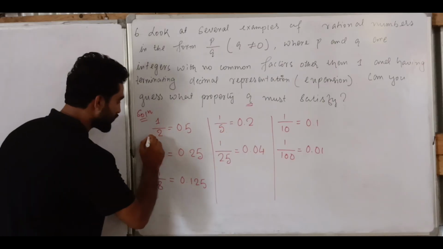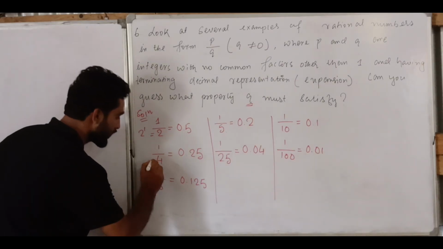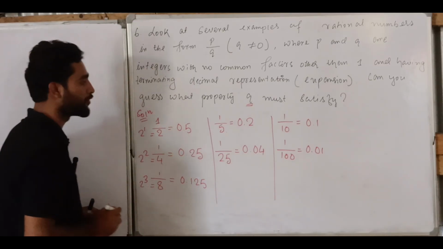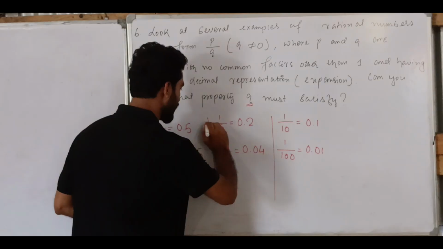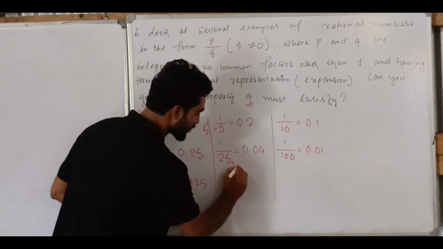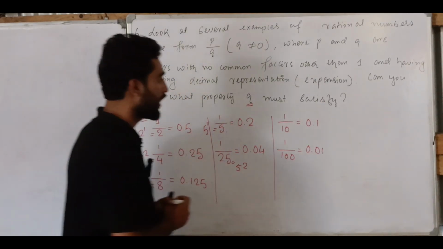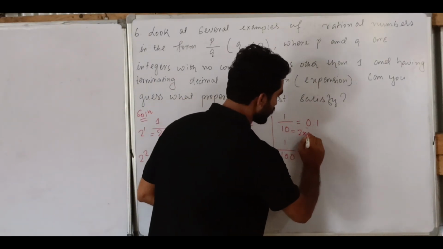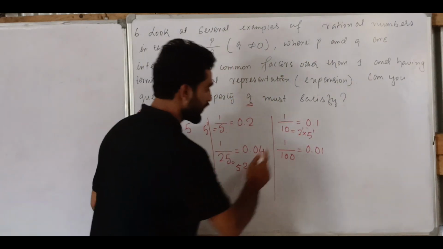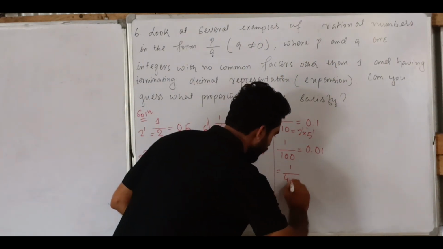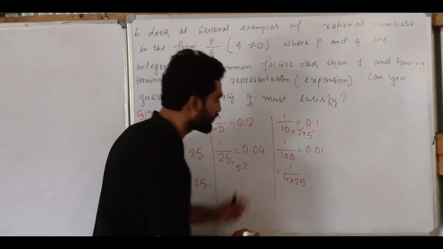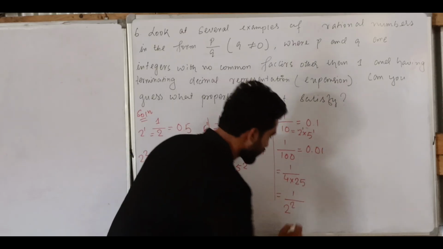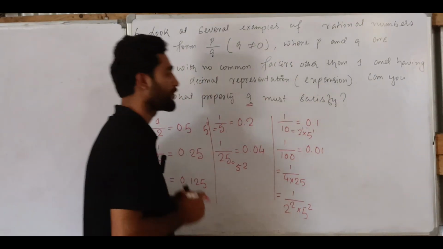So here you see, this 2 I can write as 2 to the power 1. This 4 we can write as 2 square. This 8 can be written as 2 to the power 3. This 5 can be written as 5 to the power 1. This 25 can be written as 5 square. Now this 10 I can write as 2 into 5, that is 2 to the power 1, 5 to the power 1. This 100 can be written as 4 into 25, that is 2 square and 5 square.